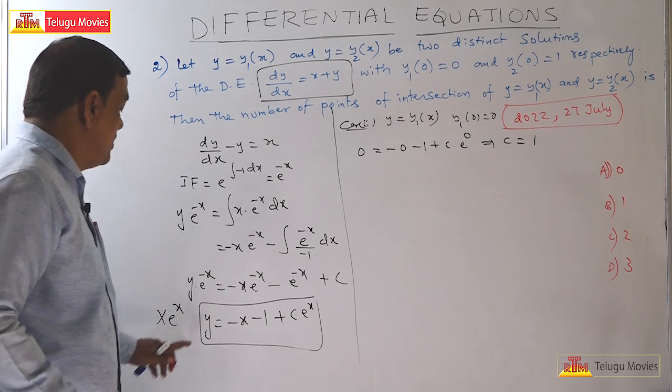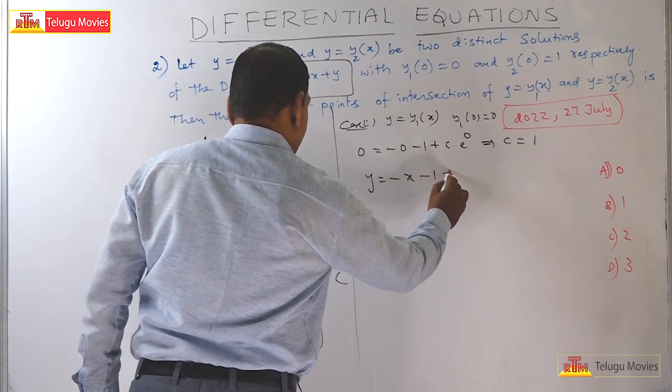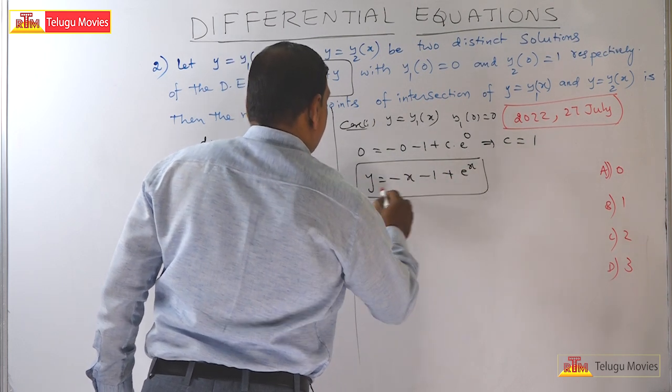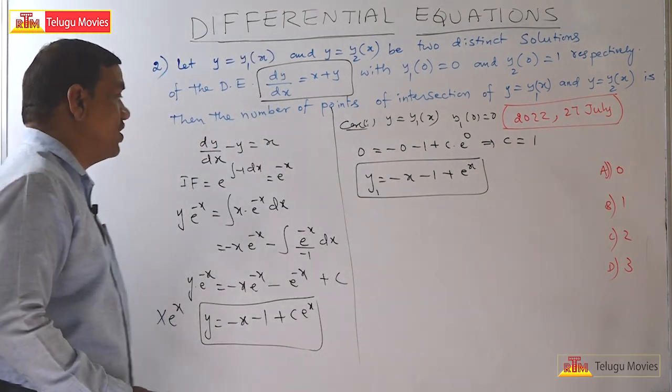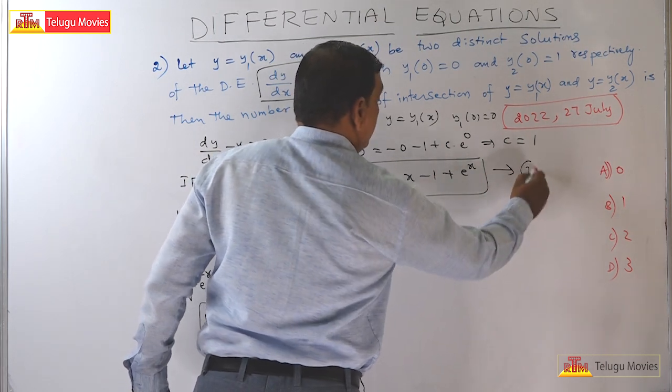Now, what is the solution for this? This is y is equal to minus x minus 1 plus c value 1 into e power x. You have to call it y1. So call this equation number 1.